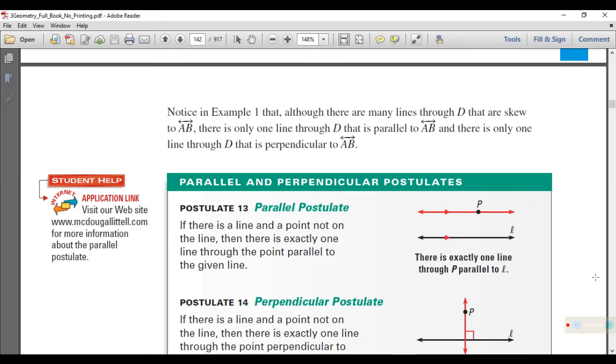Now, let's move forward to the two postulates. We have parallel and perpendicular postulates. Unahin natin si parallel postulate. So, postulate 13, if there is a line and a point on the line, then there is exactly one line through the point parallel to the given line. So, ito lang siya. If there is a line, ang line natin ay L, and then there is exactly one line through the point parallel to the given line.